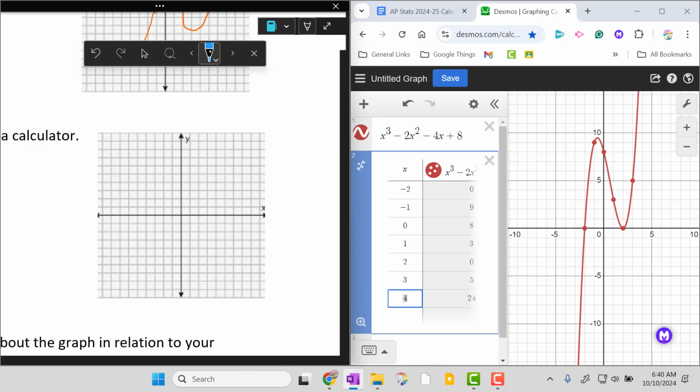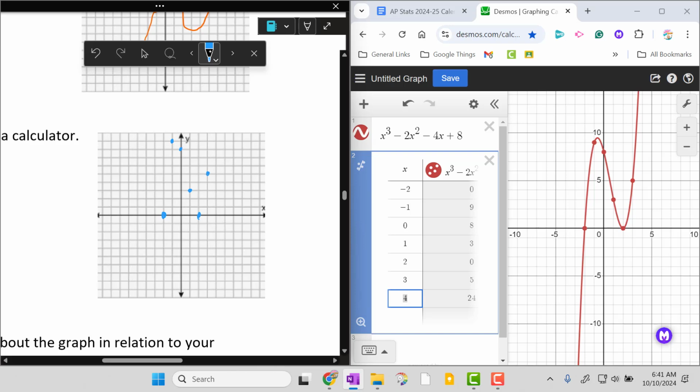So we can graph -2, 0, then -1, 9, we have 0, 8, we have 1, 3, 2, 0, and then we go back up to 3, 5.